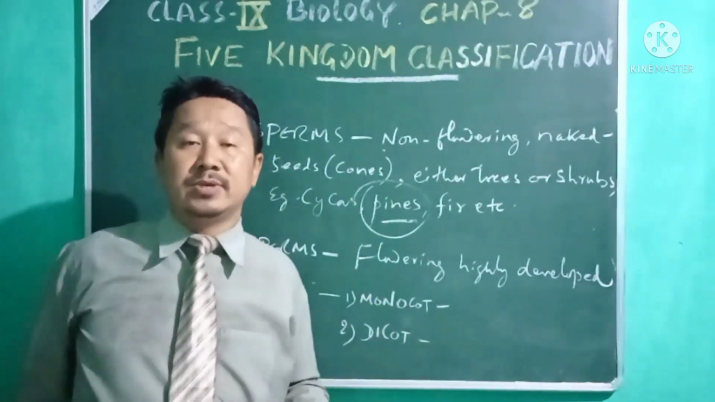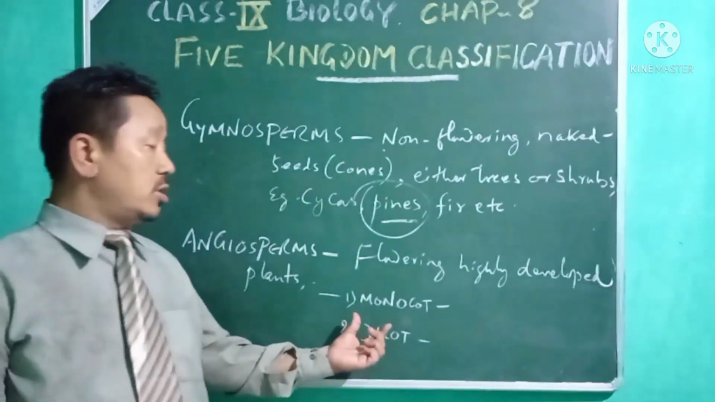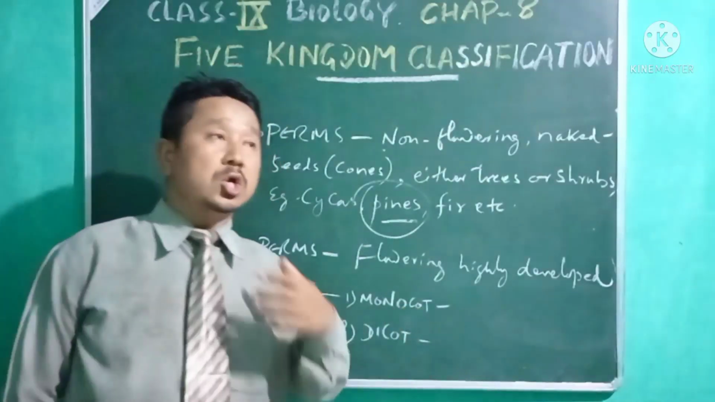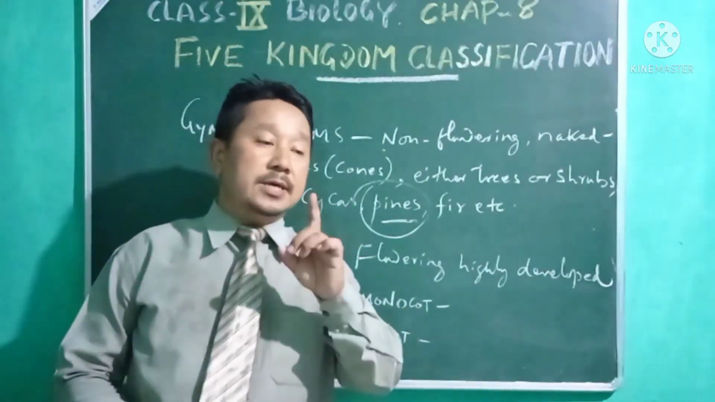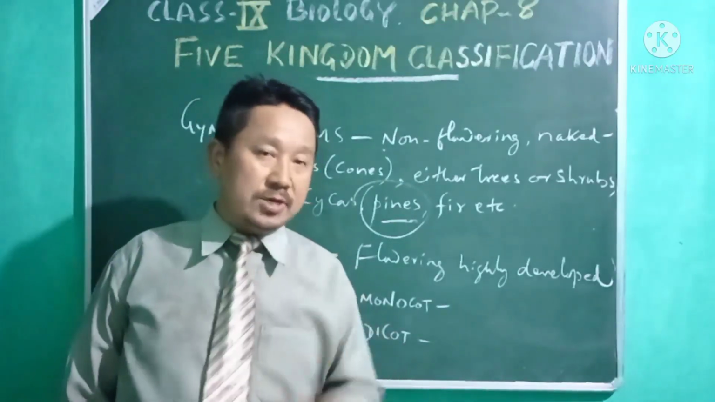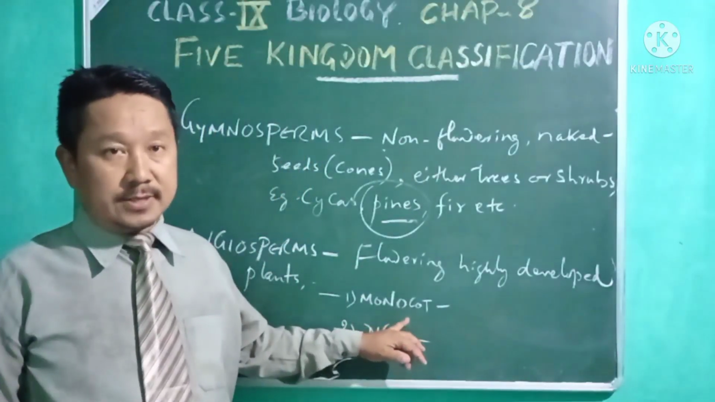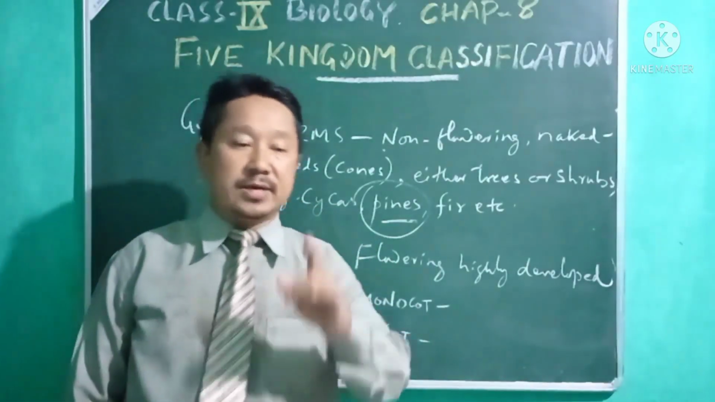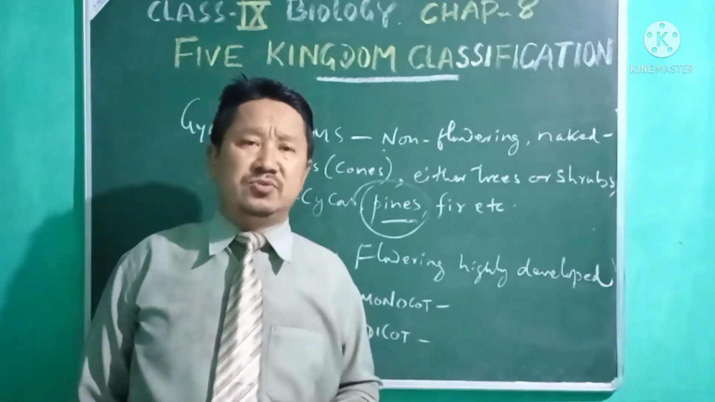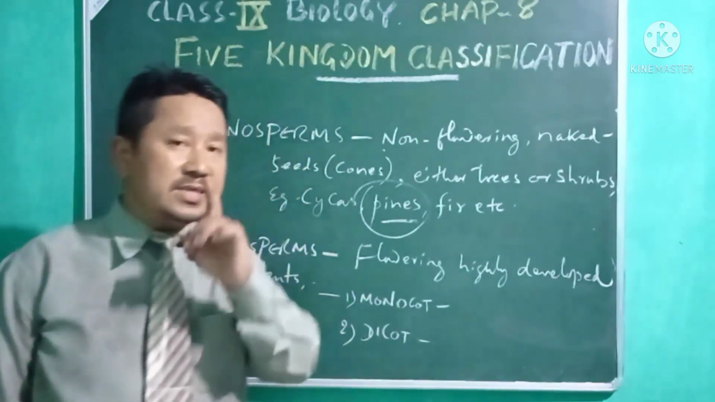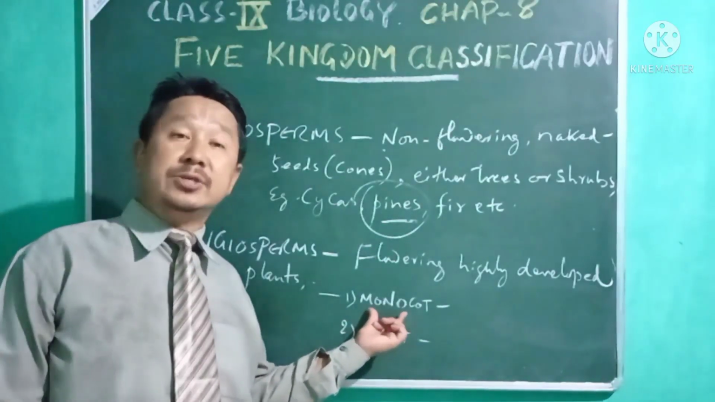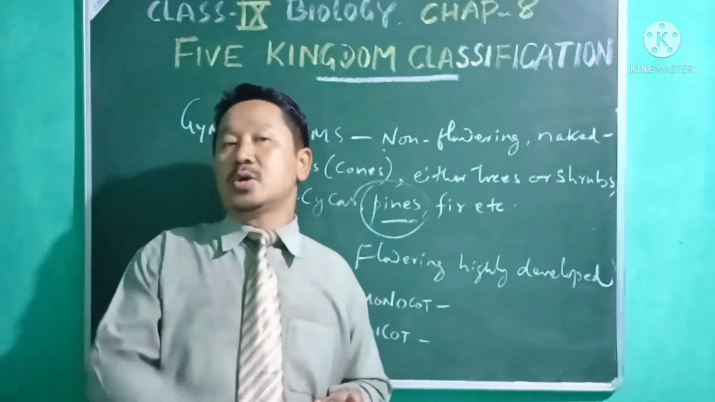We are very much acquainted with the terms monocot and dicot. Monocot means those plants having seeds containing only one cotyledon. For example, you see maize and rice. All those grains have a single cotyledon, so they are called monocots. No matter that they are angiosperms, what kind of angiosperms? Monocot, having only one cotyledon.